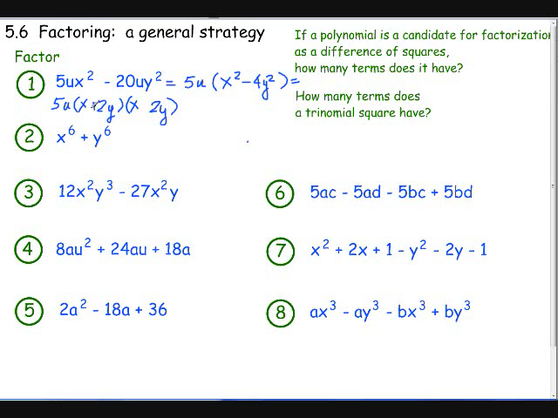The sum and the difference. There it is. How about this one? It looks pretty darn familiar, doesn't it? This will factor into, if we sum... Oh, a sum. I have to be really careful about this one, don't I? This is not a difference of cubes. This is a sum of cubes.